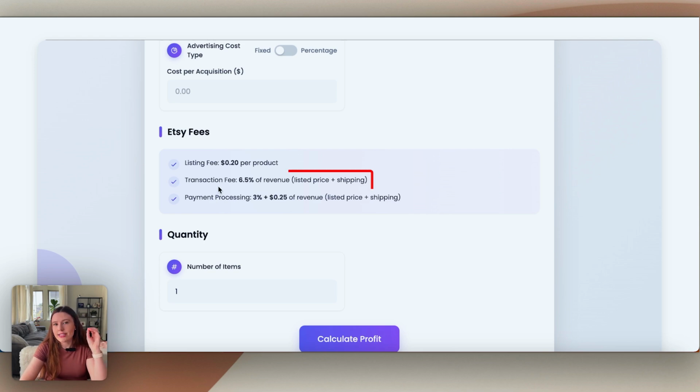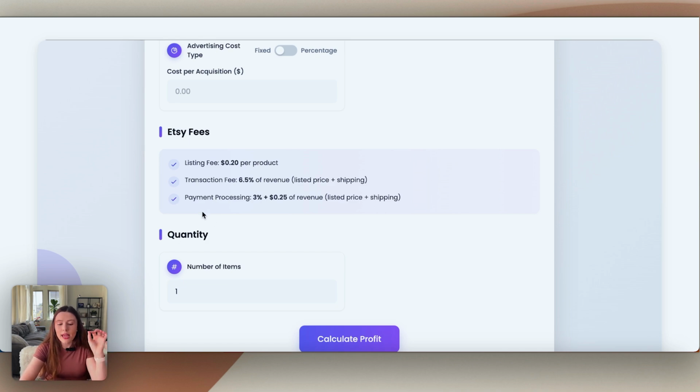There's also going to be a transaction fee. As I mentioned, Etsy will charge a fee for you being able to list on their platform, and that is this 6.5% of revenue. That's going to go across the revenue from the product, so the hoodie, and also the revenue from the shipping. So you have to pay that 6.5% on basically any money coming into Etsy.